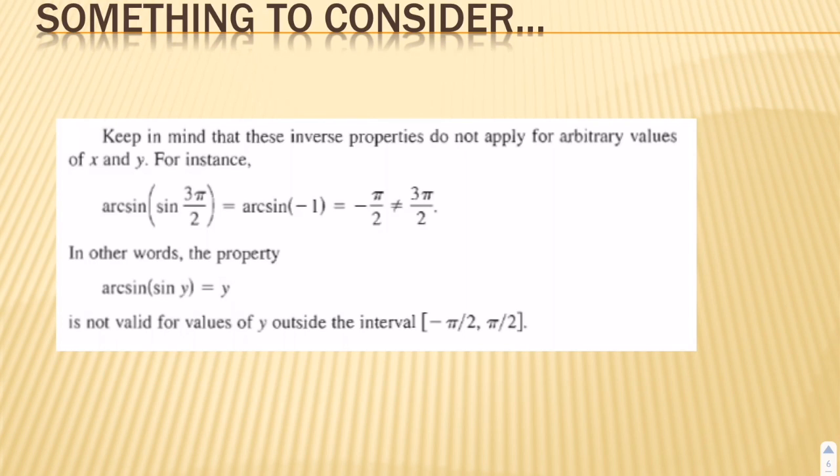If we took the sine of 3 pi halves, you would end up with negative 1, and that's why you see the arc sine of negative 1, and we end up with that value, negative pi halves. And we don't get 3 pi halves, which is what you might expect to get, but you don't. So in other words, the property arc sine of the sine of y equals y is not valid for values of y that are outside of negative pi halves and pi halves.